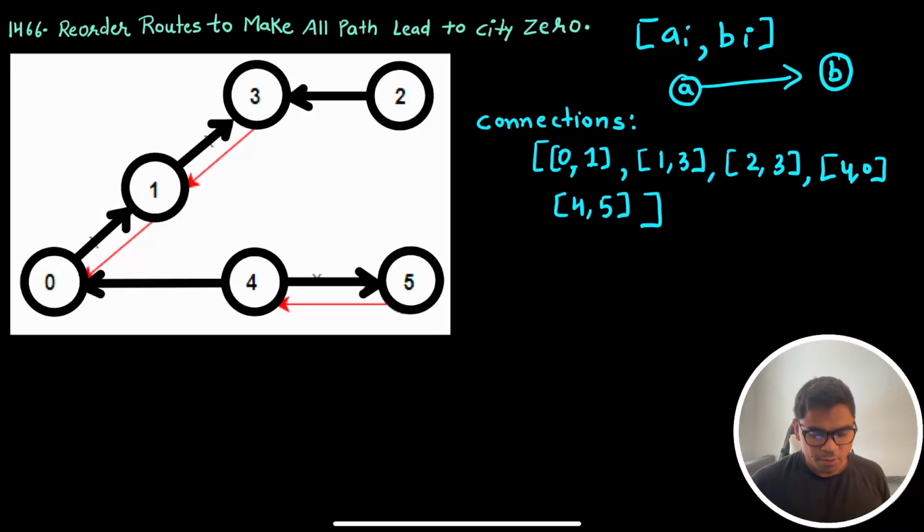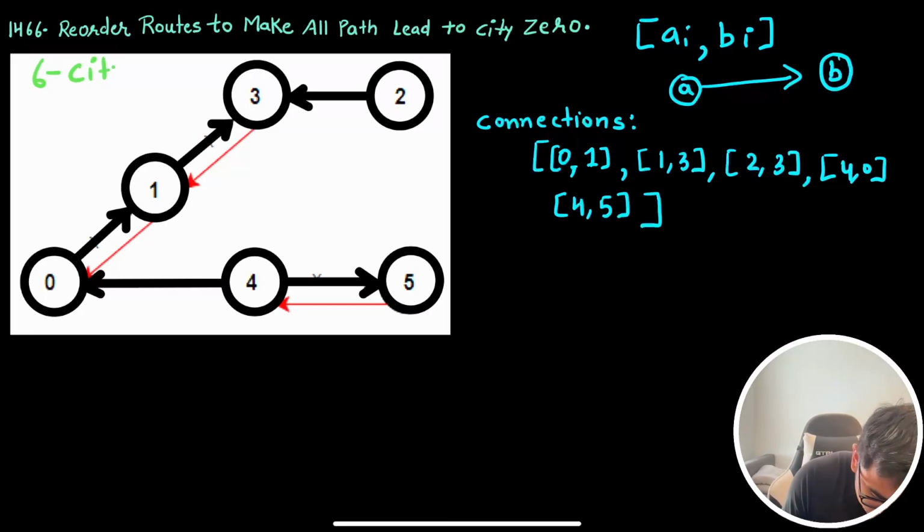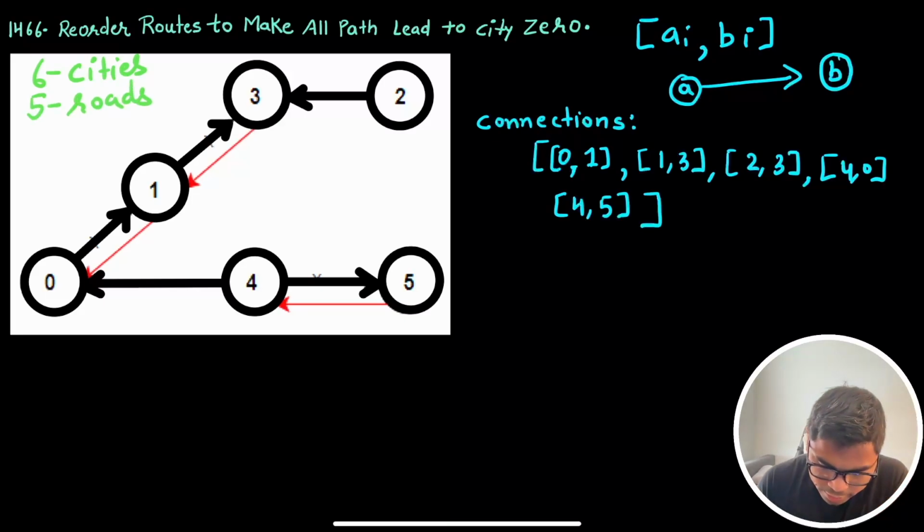All right, so let's go over this example. Right here we have 6 cities, and since there are 6 cities, there have to be 5 roads. That was given in the problem. Right now we are given connections. This is a list that contains tuple values A and B, and that means there is a road from A to B.